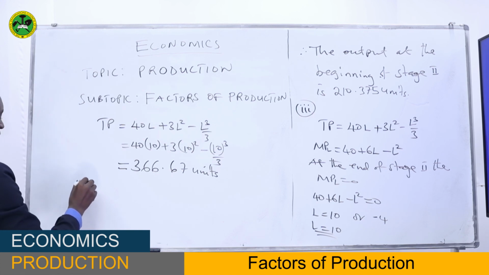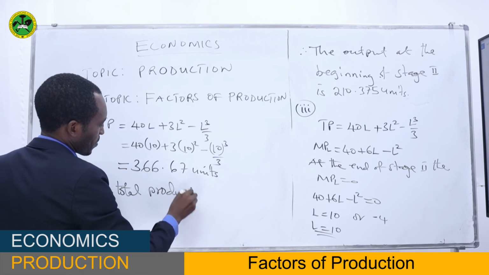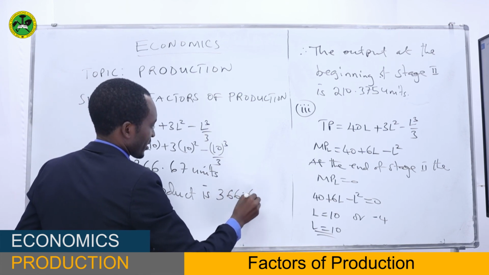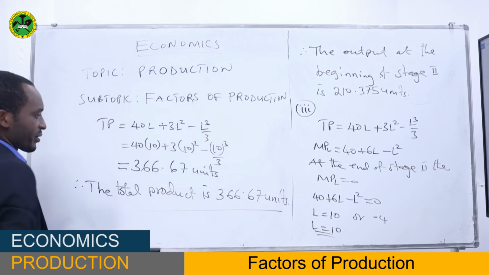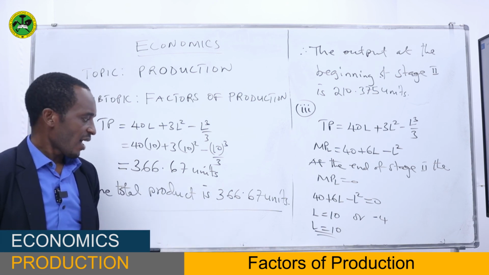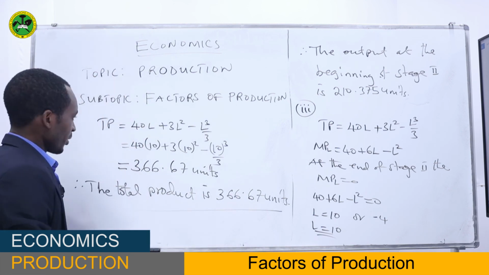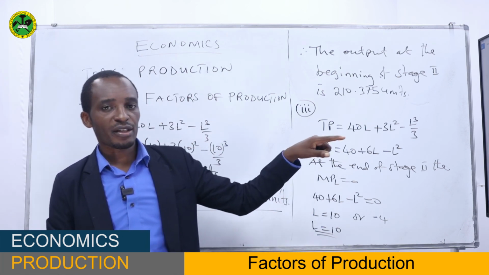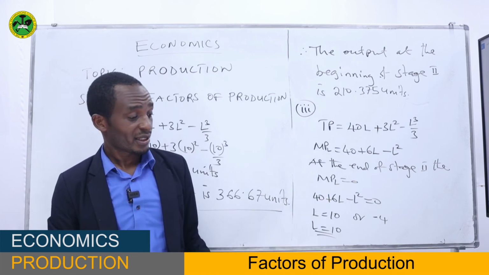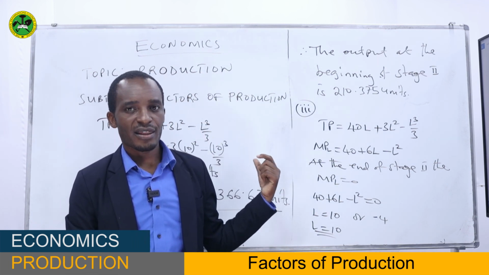Therefore, the total product is 366.67 units. So the number of labor will be 10, and the corresponding output will be 366.67 units. So this is how you can solve the problem by using the concept of stages of production as discussed below. So make sure that you practice on this concept in order to have knowledge of analyzing this production theory or this production concept.